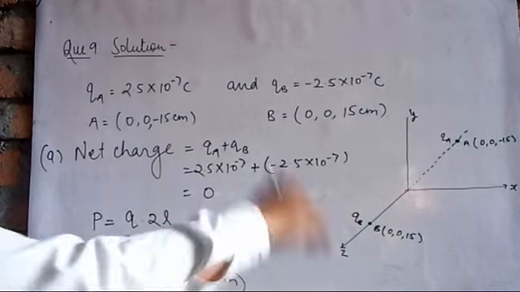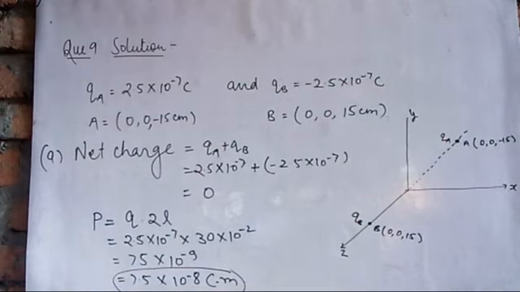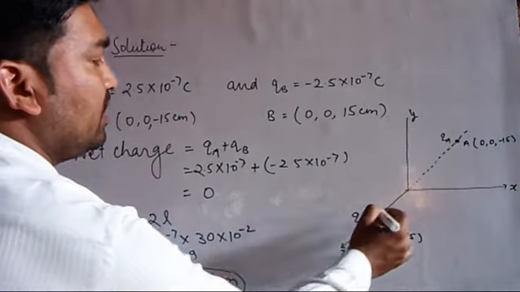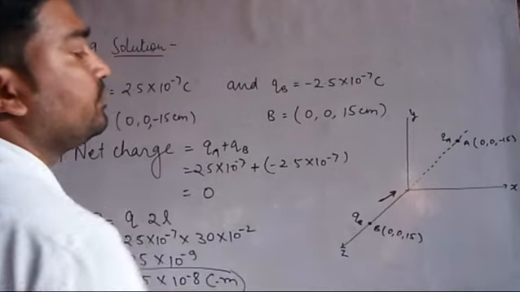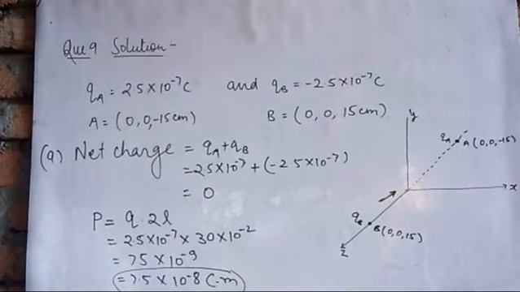This is the dipole moment of this electric dipole, and you know the direction of the dipole moment is always from negative to positive direction. QB is negatively charged, hence the direction of this dipole moment is from QB to QA.